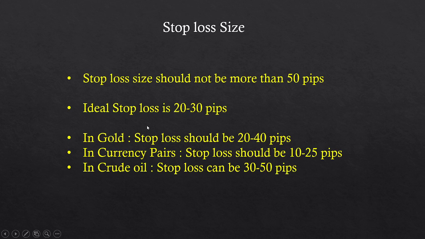That's very important. In gold, my strategy will help you trade with a 20 to 40 pip stop loss. Mostly you will have a 20 pip or 30 pip stop loss. I will tell you the strategies which will give you trades with a stop loss of 20 or 30 pips in gold. In currency pairs, you have a stop loss of 10 pips or 25 pips. In crude oil, you might have a bigger stop loss like 40 or 50 pips. So stop loss should be 20 or 30 pips. It should not be 60, 70, 80 or 100 pips. It should be 20, 30 or 15 pips.